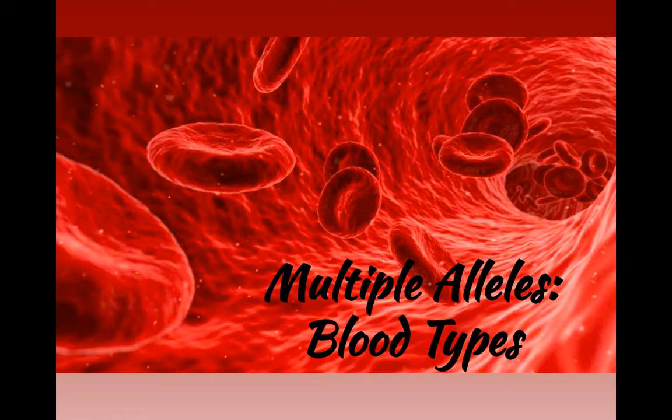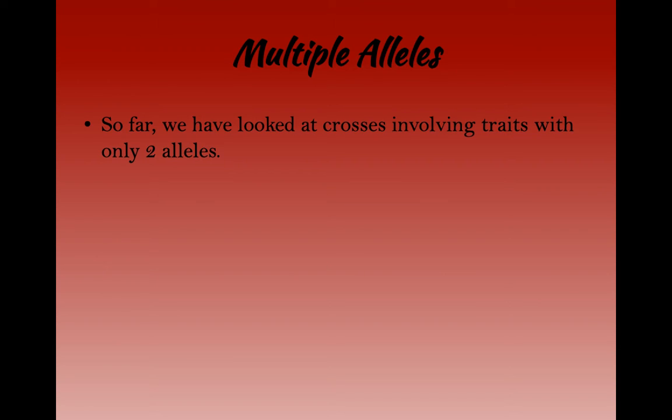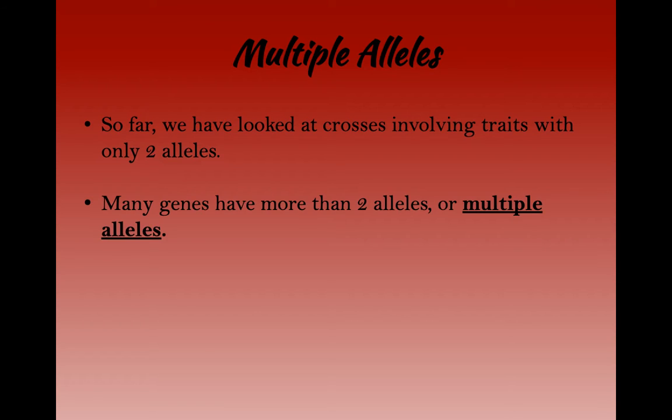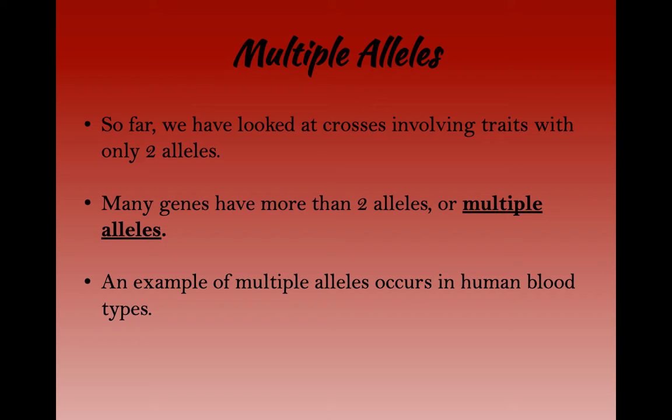In this video, we're going to look at multiple alleles, and specifically, we're going to look at the example of blood types. So far, we've looked at crosses involving traits with only two alleles. It was tall or short, it was green or yellow. There are only two options. But many genes have more than two alleles, in other words, multiple alleles. And an example of multiple alleles occurs in human blood types.